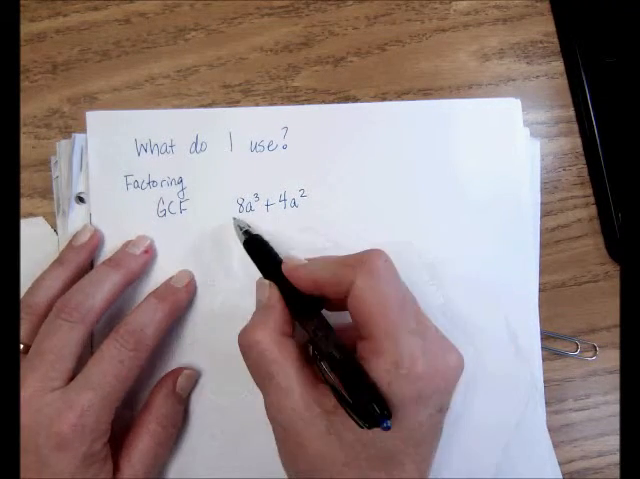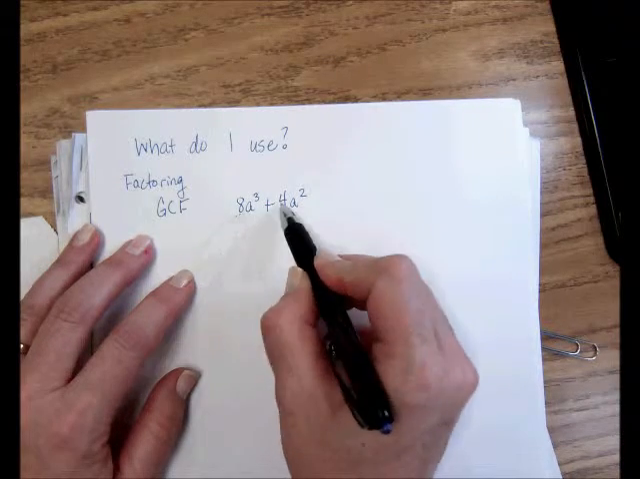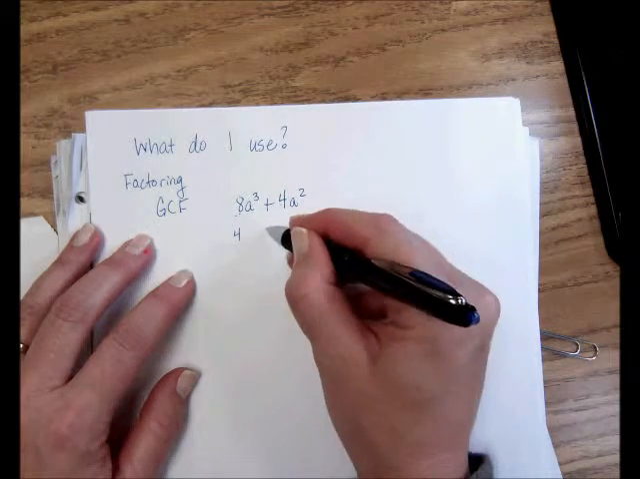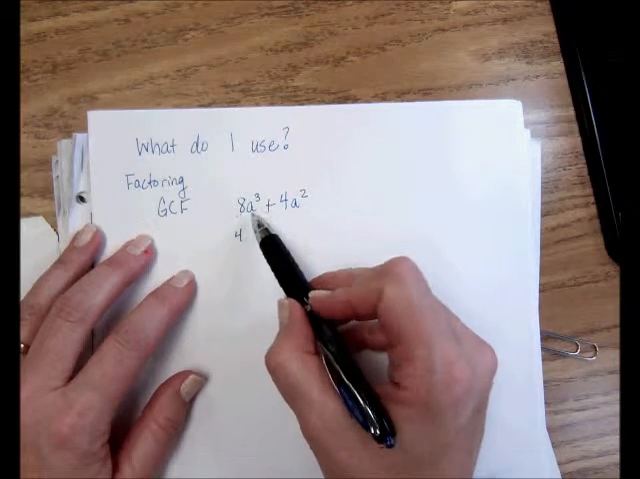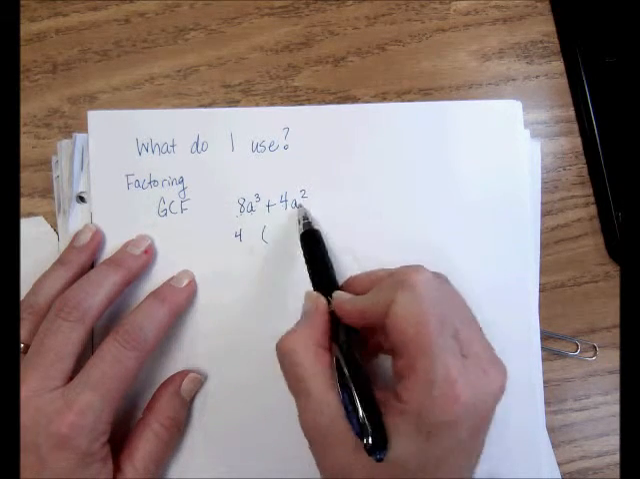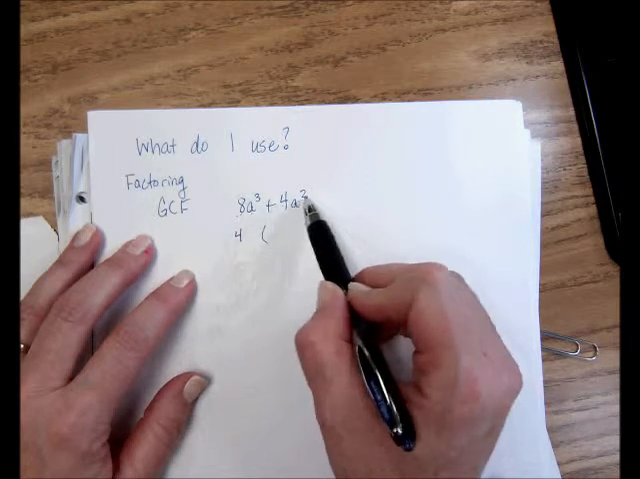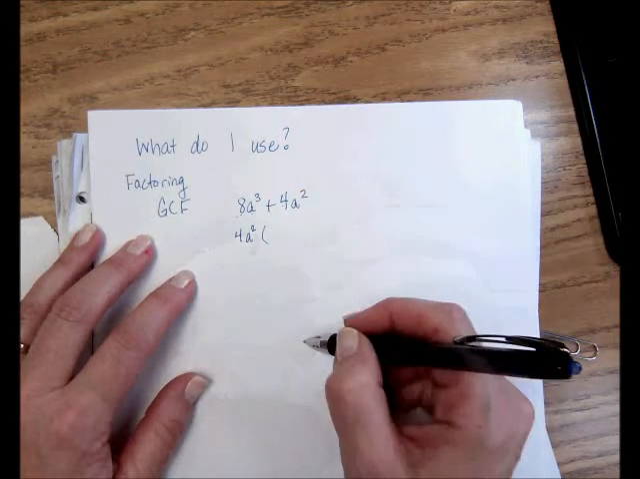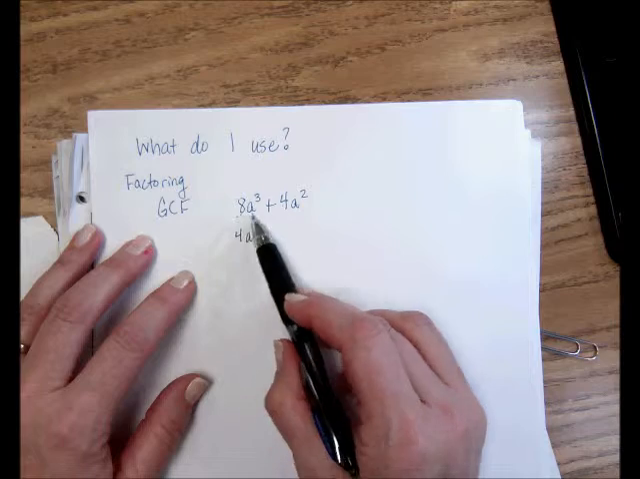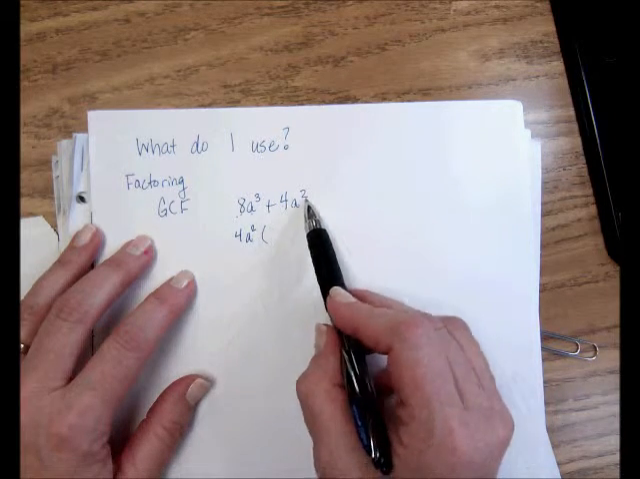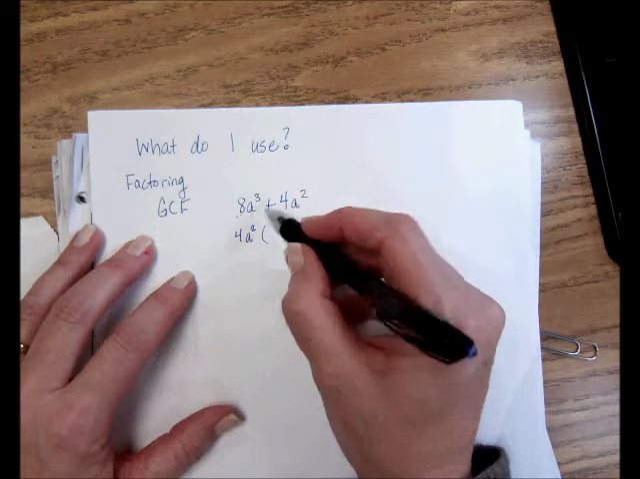Most of you can figure out that a common factor of 8 and 4 is 4, so I'm going to factor a 4 out. But also, both of my terms have a's in them, and the lowest a exponent value that I have is a squared. So I can factor out an a squared from the 8a to the third, and also an a squared from 4a squared.